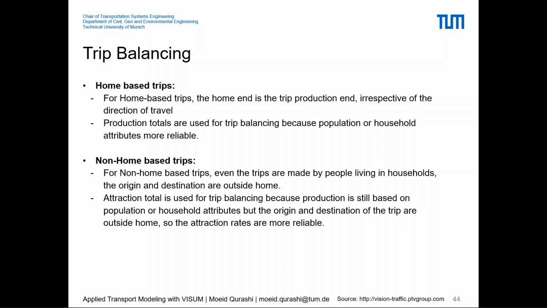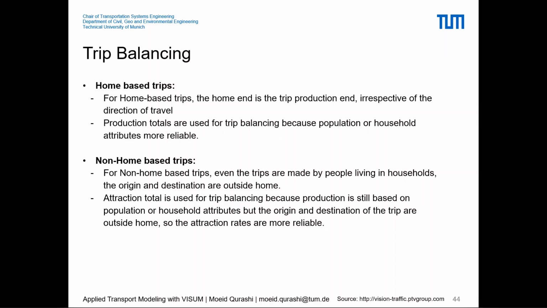While for the production or for the population it is rather simple, so we are always trying to do matrix balancing fixing the production rates, because we are more certain that the production rates are better, and the amount of trips produced for each zone is much better understood than the amount of attraction for each zone. Well, this is for the home based trips.